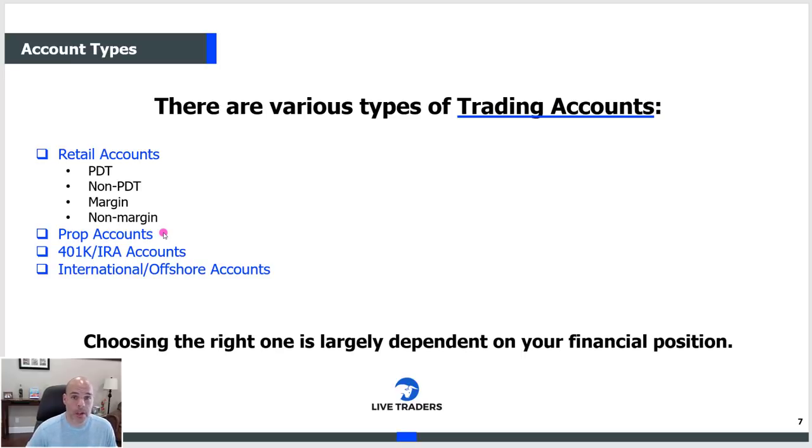So if you opened up a prop account with $5,000 in risk capital, say it's 20-1 leverage, they would let you trade with up to $100,000 in buying power. Okay, and if your $5,000 dwindled down to say $2,000, they would ask you to put more money into your account. Okay, that's what a prop account is. It stands for proprietary trading.